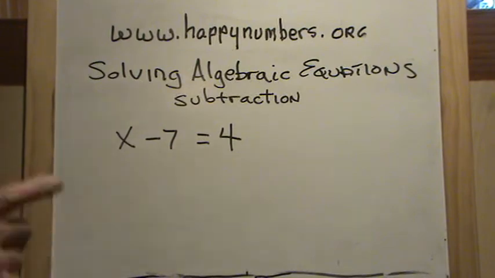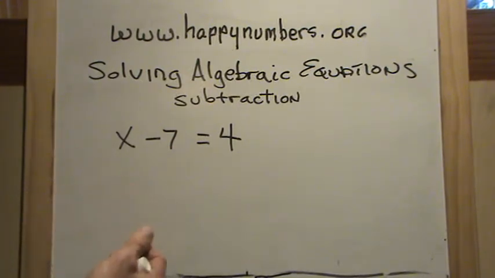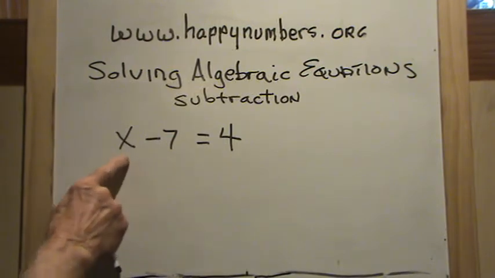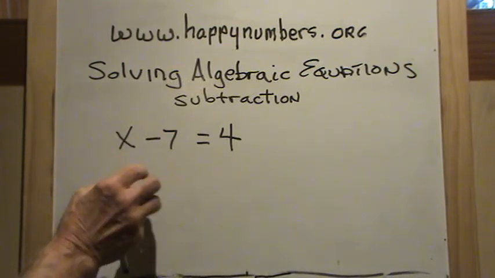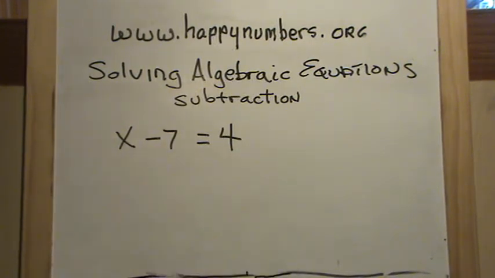Now, the rules remain exactly the same no matter whether we're doing addition, subtraction, multiplication, or division. We want to get the unknown or the variable on one side of the equal sign and all the numbers on the other side. And the way we do that is by doing the inverse or opposite mathematical relation. Let's take a look at this problem.